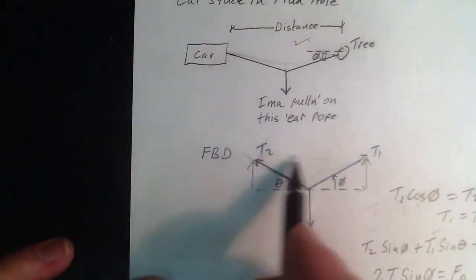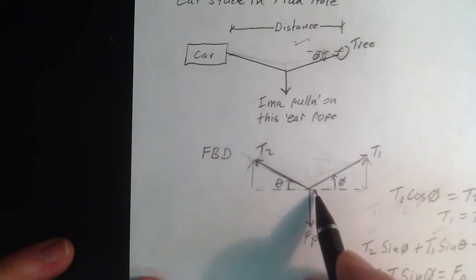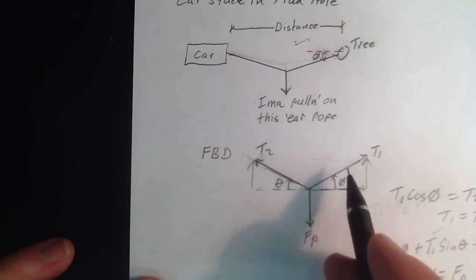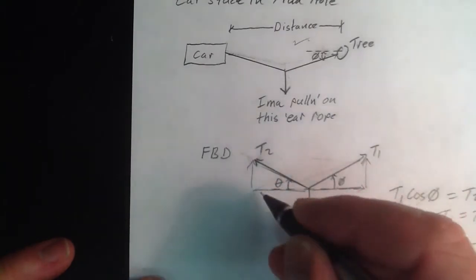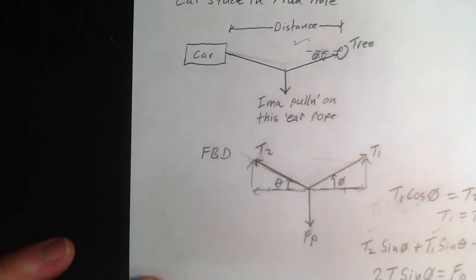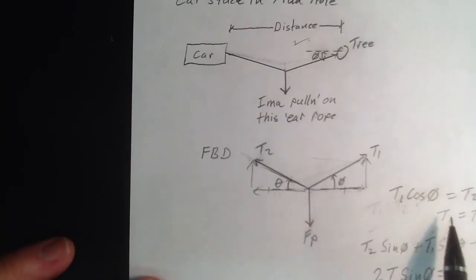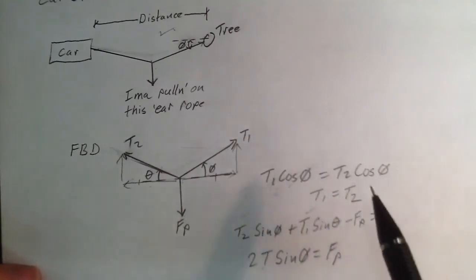So let's look at the components going left-right in this free body diagram. That means that this vector, which is a component of T1, and this vector, which is a component of T2, these guys have to be equal to each other. All right, so using a little bit of trigonometry, let's find the magnitude of these and set them equal to each other. Okay, so T1 cosine theta has to equal T2 cosine theta.